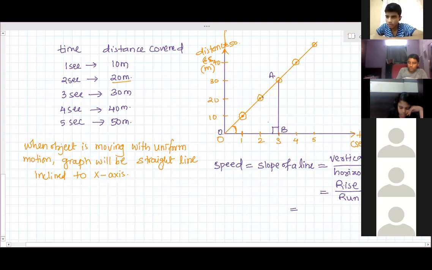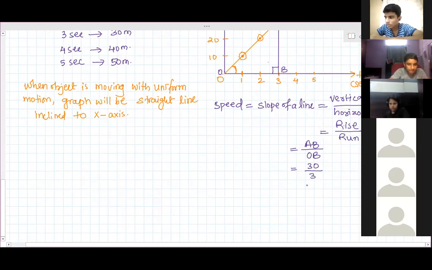So now what is the vertical height here? Only consider this triangle. This vertical height is the distance AB, and the horizontal distance we can calculate by the distance OB. So how much is the AB distance? This vertical distance we get from here, 30. And how much is OB? 3. So 30 by 3 is 10. So speed is 10 meter per second.